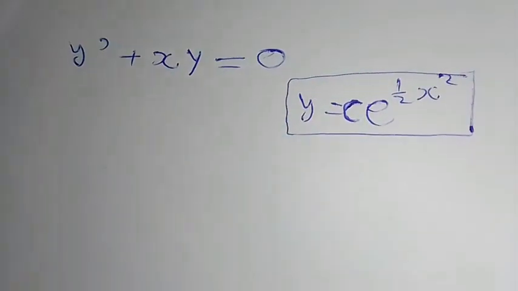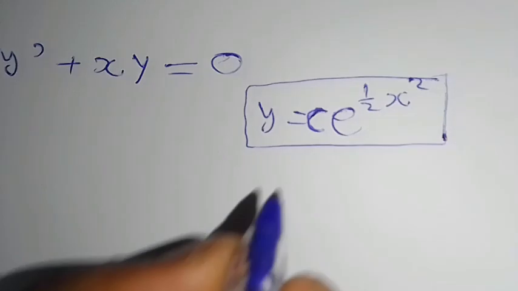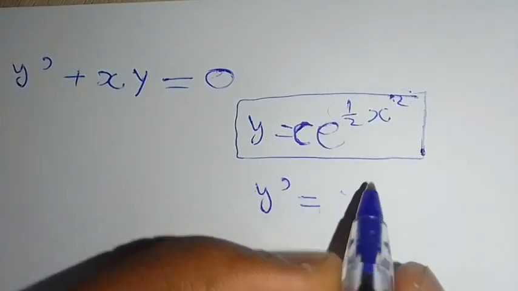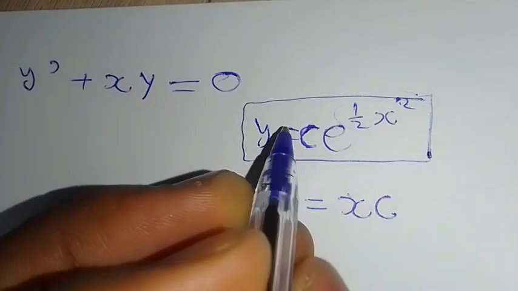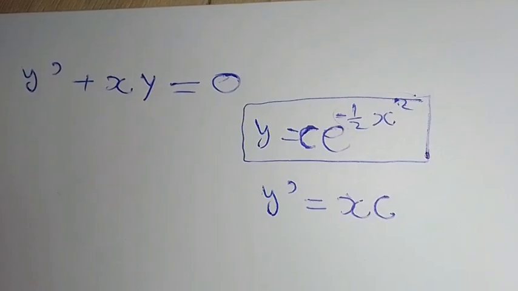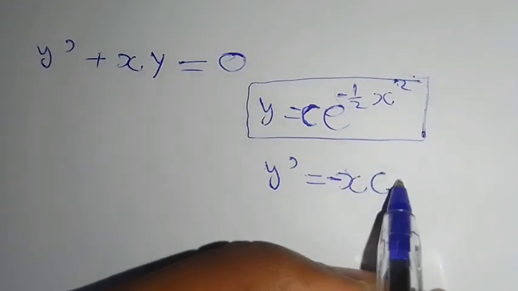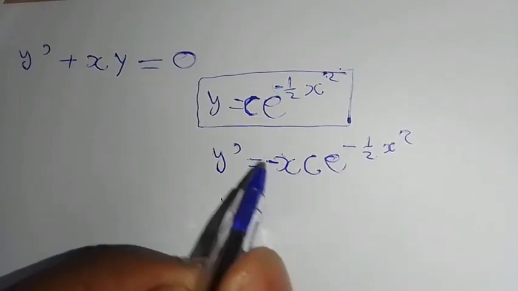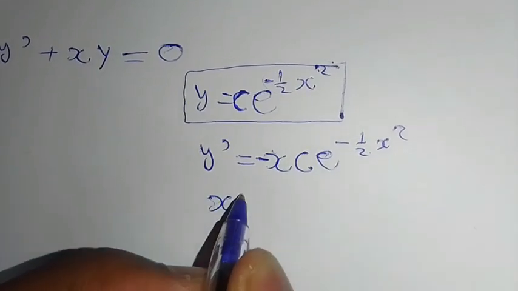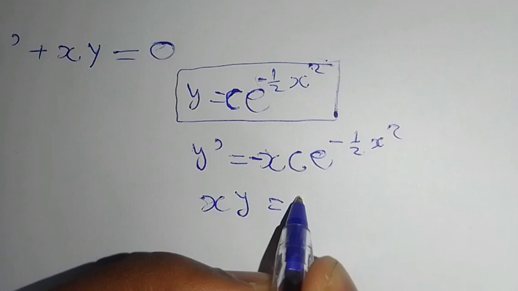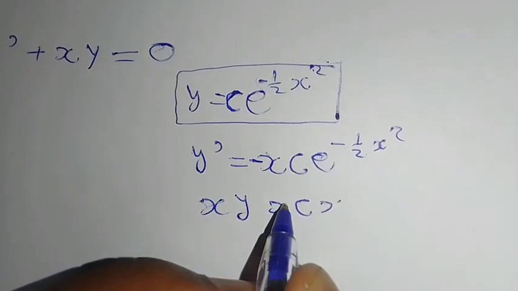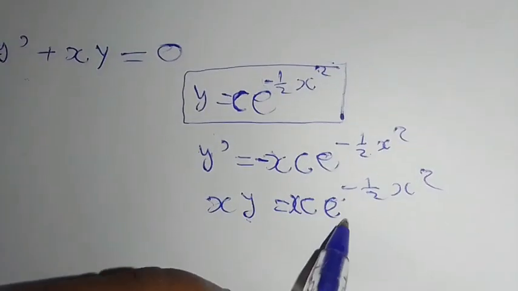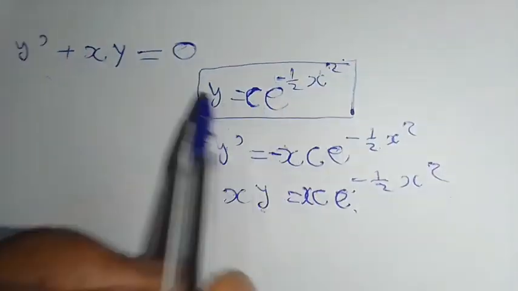C multiplied by e to the power half x squared, because basically what you realize is that y prime will be equal to the derivative of this one, which will just be xc, or it should be a negative, right? Minus, so that way we'll have minus xc e to the power of minus a half x squared. Then if you add this one with xy, it will just be equal to xc e to the power of minus a half x squared. Notice that if you add these two, they'll basically give you 0. So we can already tell the solution to this one.